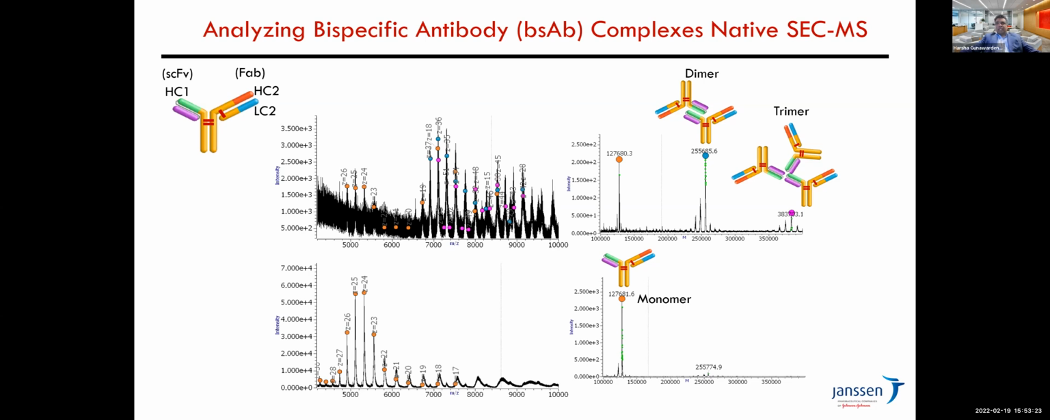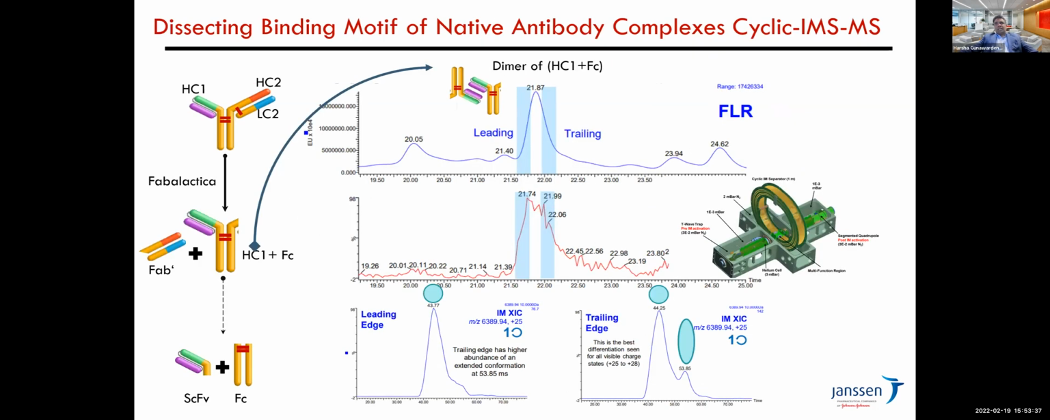And in order to further understand what domains are causing aggregation, we can do selective digestions and examine digestion products of these dimeric species. What you're seeing here is FabALACTICA enzyme cleavage of the hinge disulfides taking place mostly on the Fab arm. And we obtain the heavy chain 1 plus the Fc fragment and a Fab prime fragment. The digestion efficiency of the scFv arm is rather poor, as you can see here, but we do get a minor scFv fragment along with the Fc fragment.